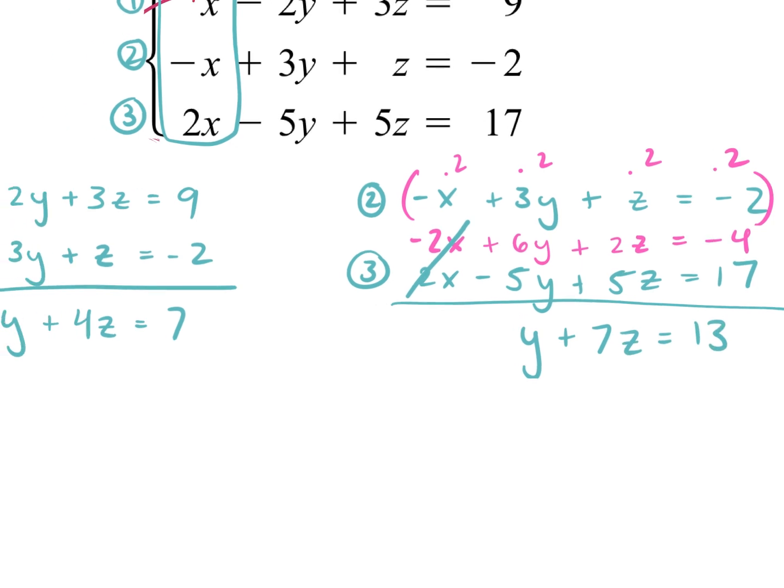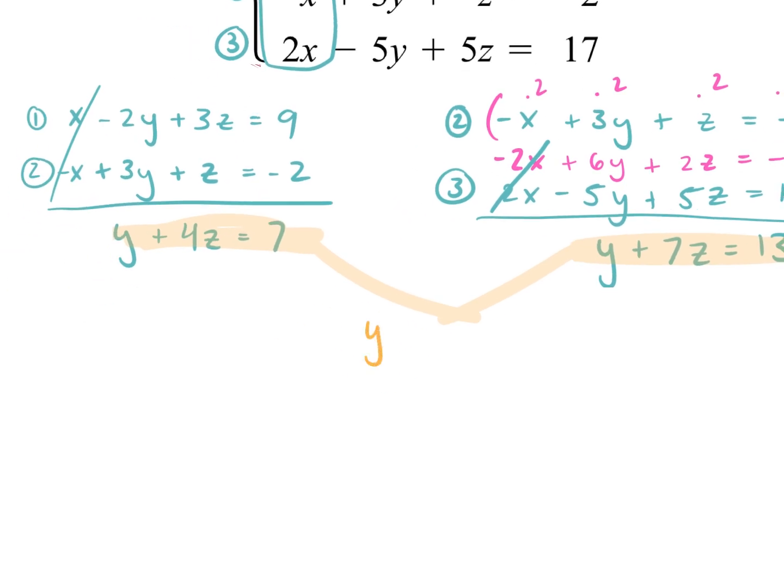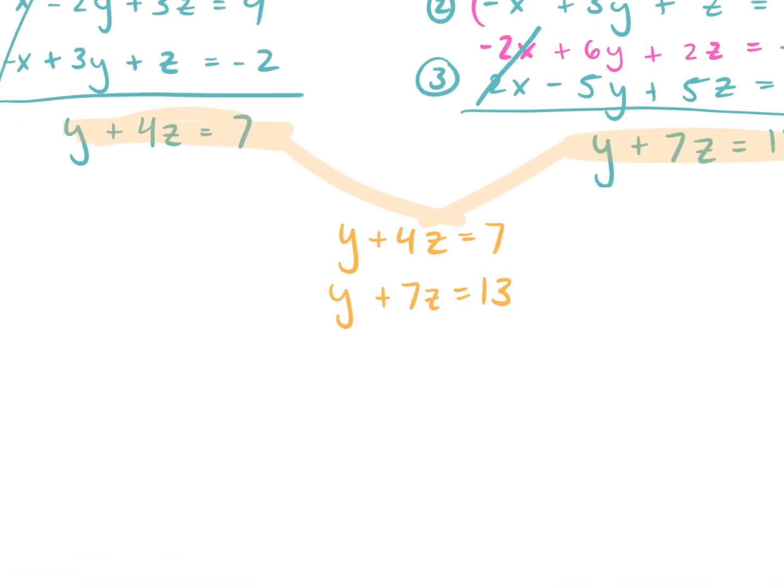What would we do next? Awesome. We're going to take these 2 equations now and combine them together. So y plus 4z is equal to 7, and y plus 7z is equal to 13. Which variable do you want to eliminate here? Y. Great choice. But we don't have the same number but opposites, so how can we make them the same but opposites? Multiply negative 1 to which equation?